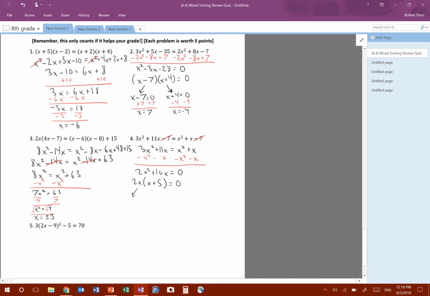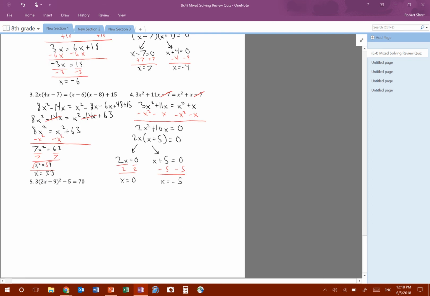Now I also make two equations. 2x equals 0 and x plus 5 equals 0. I'm going to solve those in one step again. Divide by 2 over here, minus 5 over here. x equals 0 or x equals negative 5.